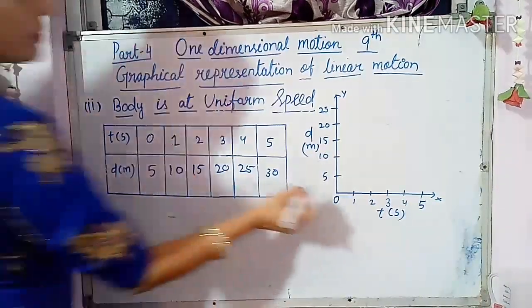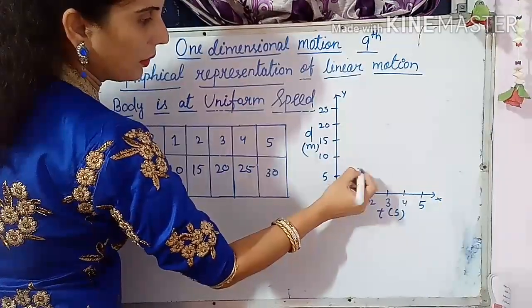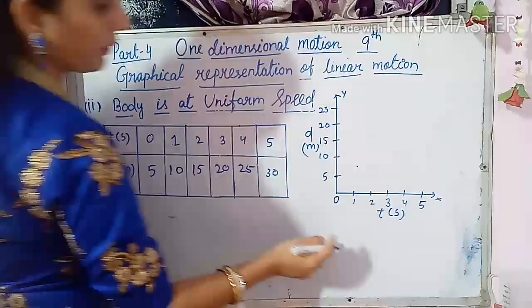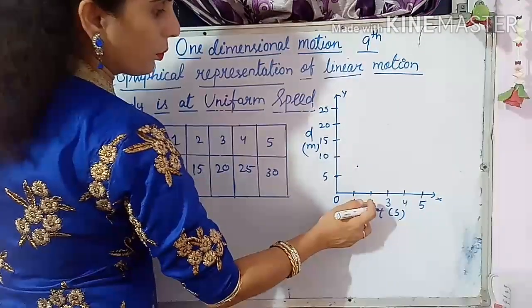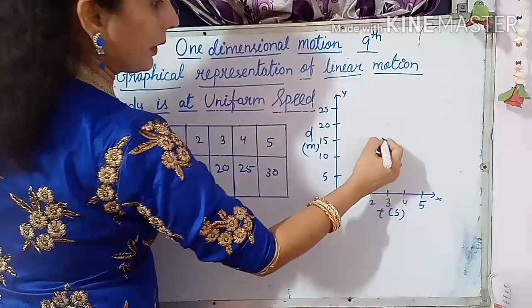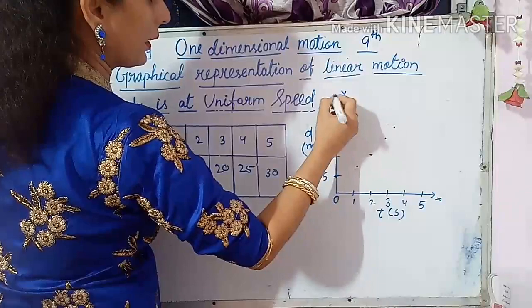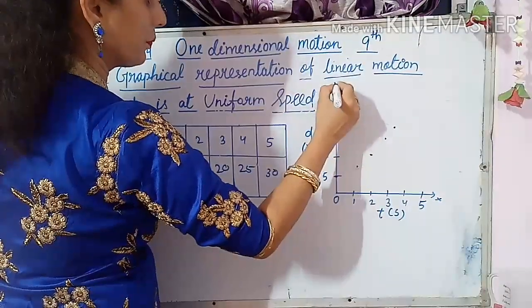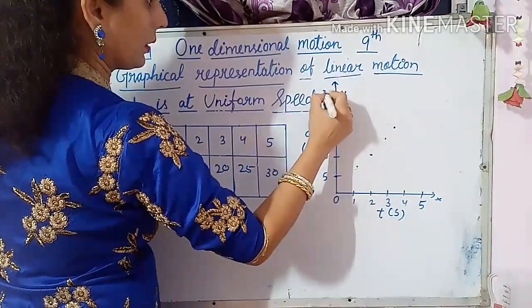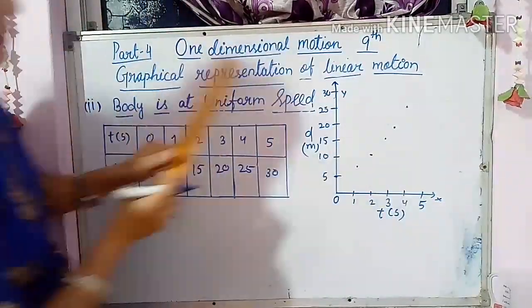See, at 0 it is 5. At 1 it is 10. Now at 2 it is 15. Now at 3 it is 20. At 4 it is 25. Again another one will be there, suppose it is 30. So at 5 it is 30. So now see how that is coming.